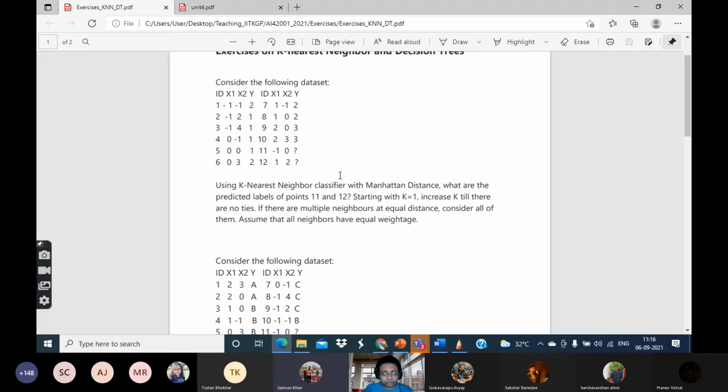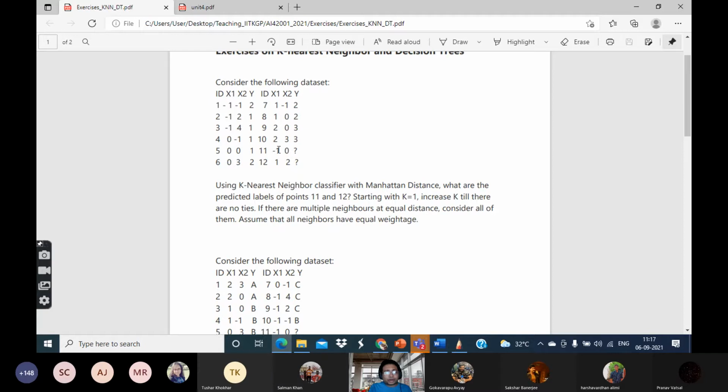The approach is definitely fine. The way to solve it, as you said, is first, these two points, 11 and 12, are the test points to be specified. So we will treat them separately. First, let us focus on point number 11. Its features are -1, 0. We calculate the Manhattan distance from this point to each of the 10 points one by one. Let us remember we are considering the Manhattan distance. So this one is -1, -1. This one is -1, 0. So what's the Manhattan distance?